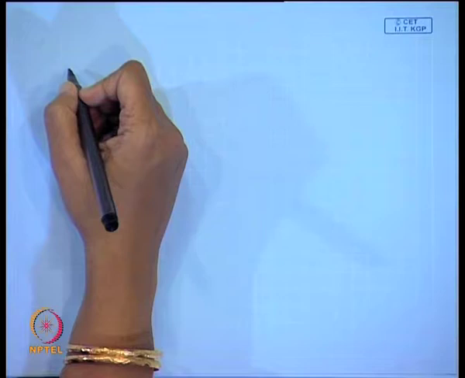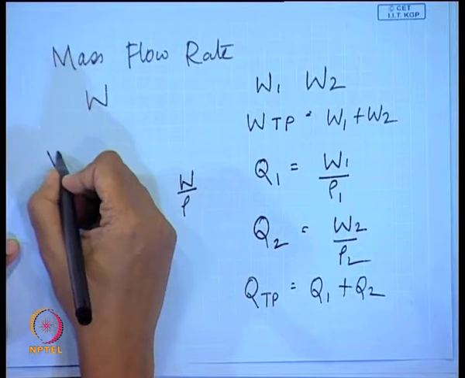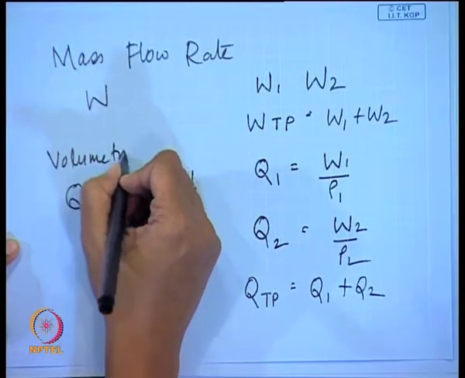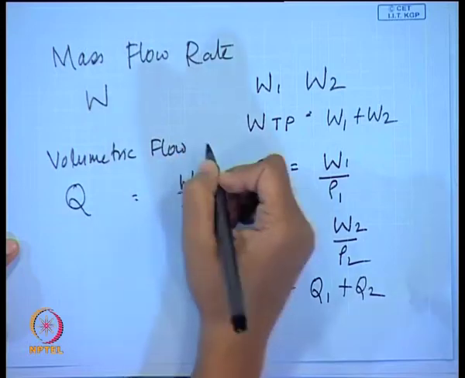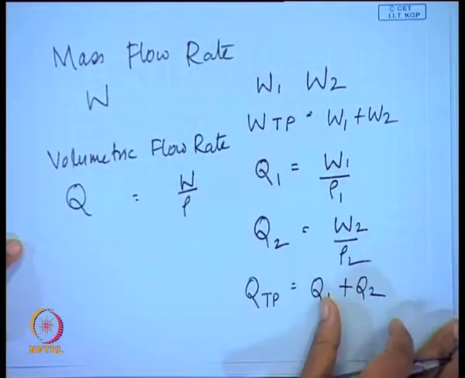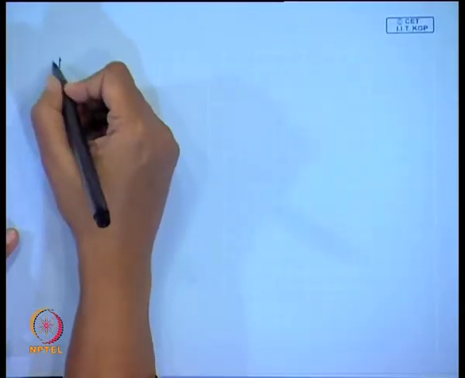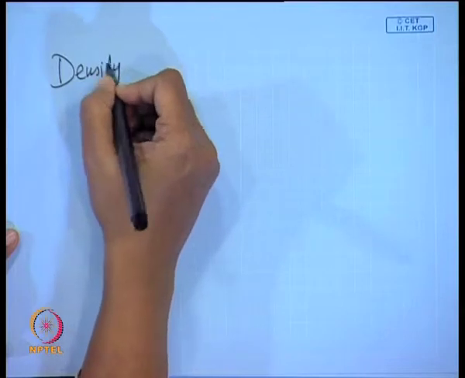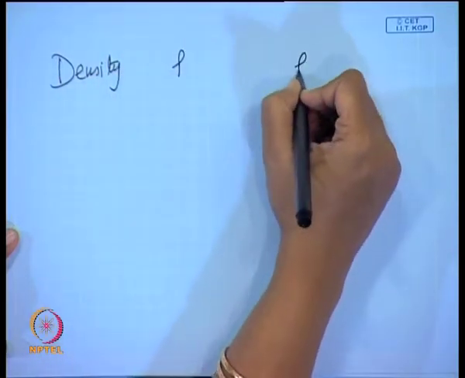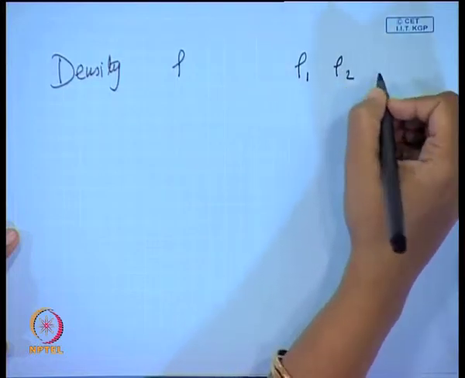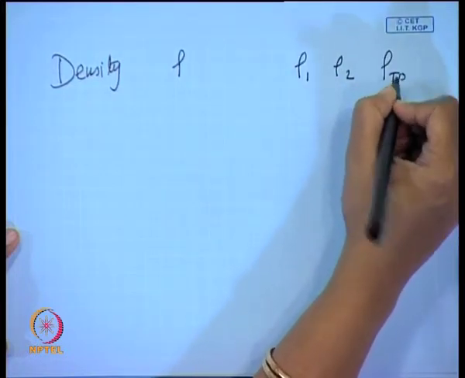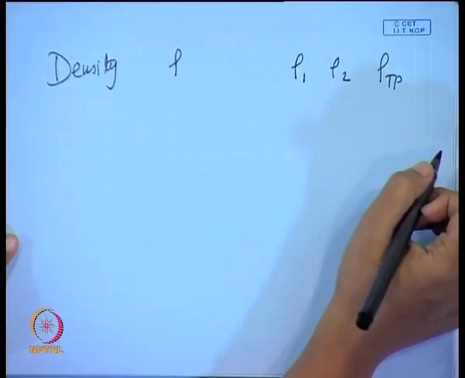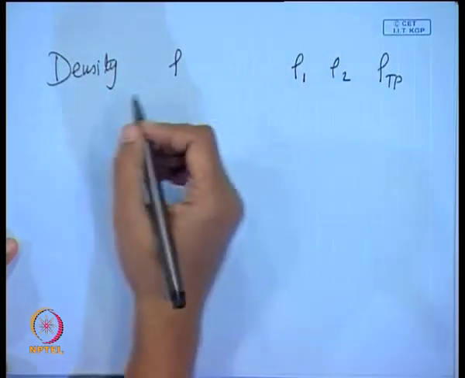Well, after this the next thing which we would have is the density. We have already specified density while defining the volumetric flow rate. You can just write it down, this is the mass flow rate and this one was the volumetric flow rate. Next is the density. In this case it is rho, here we have rho 1, we have rho 2 and we also have a mixture density rho Tp.